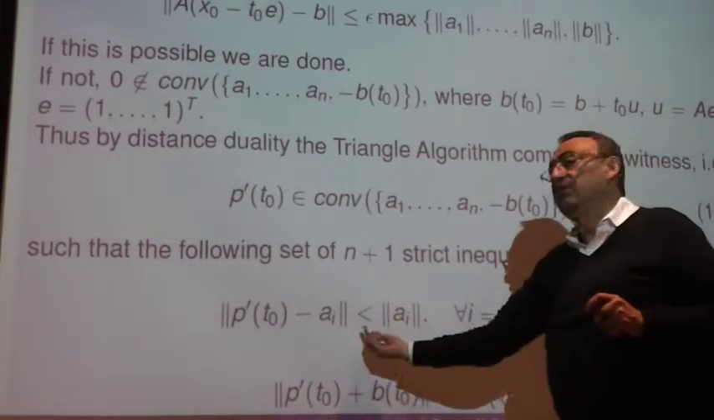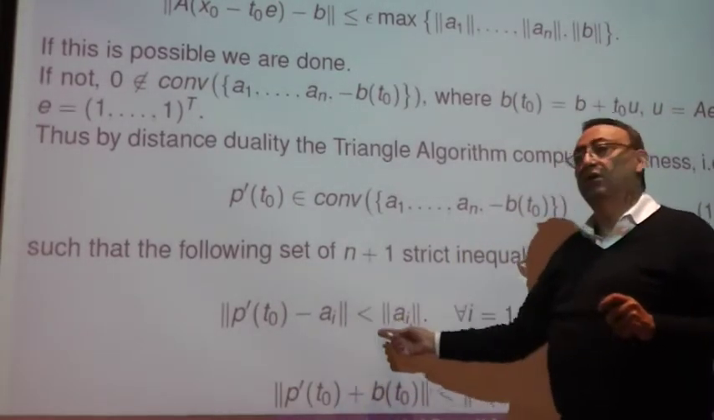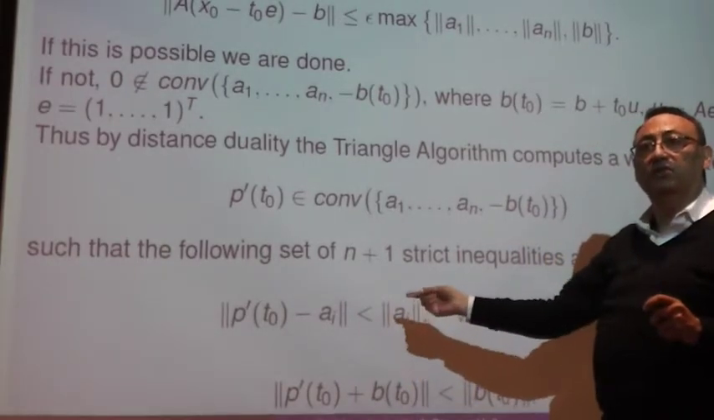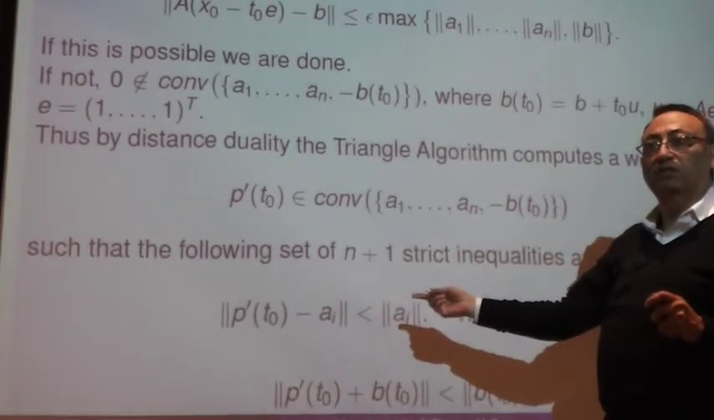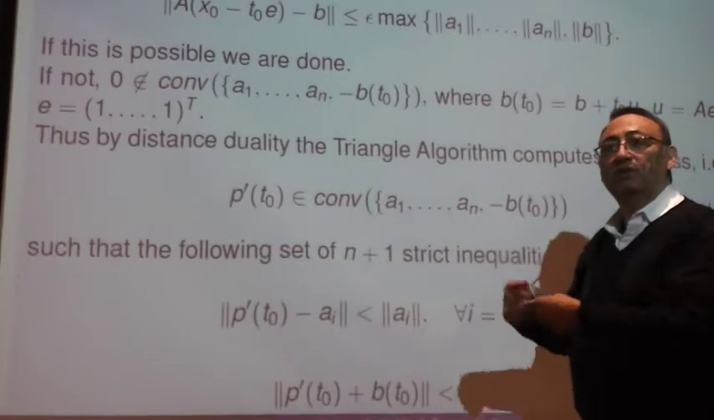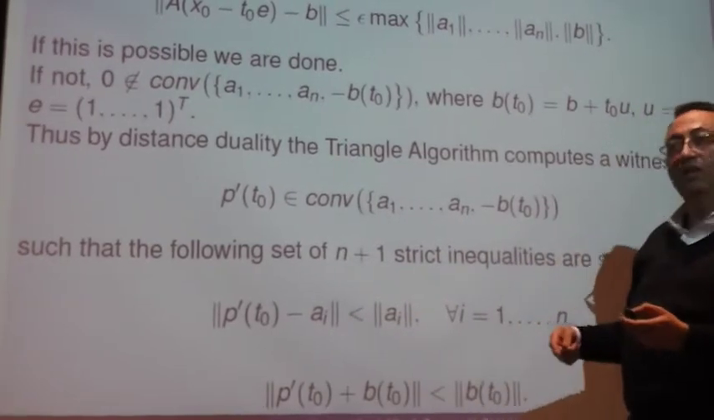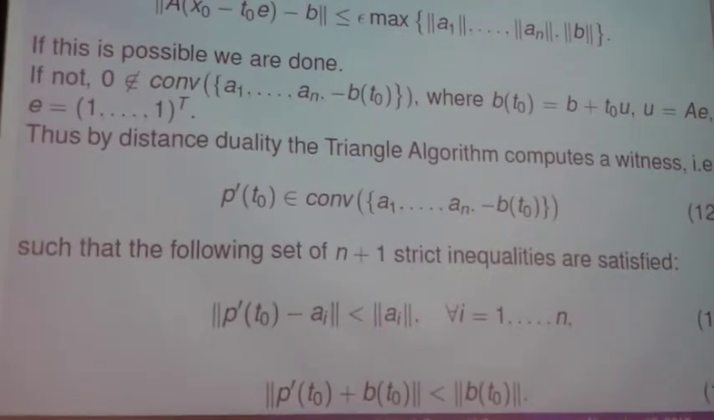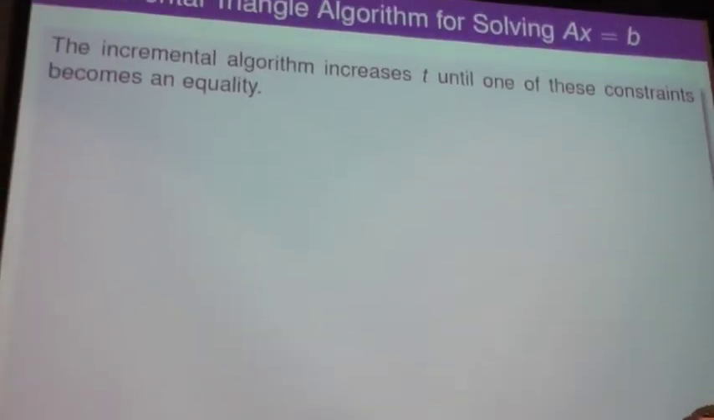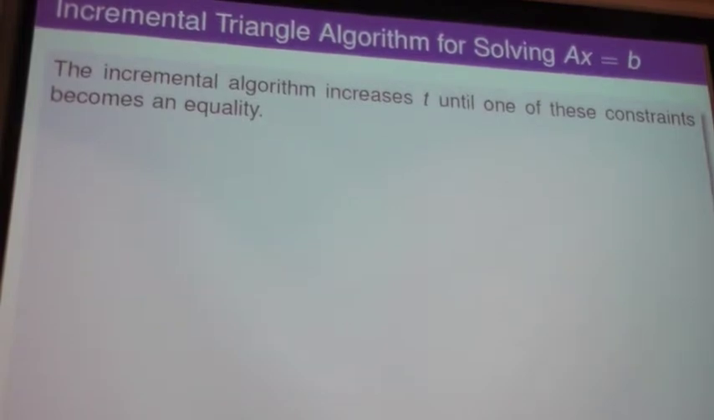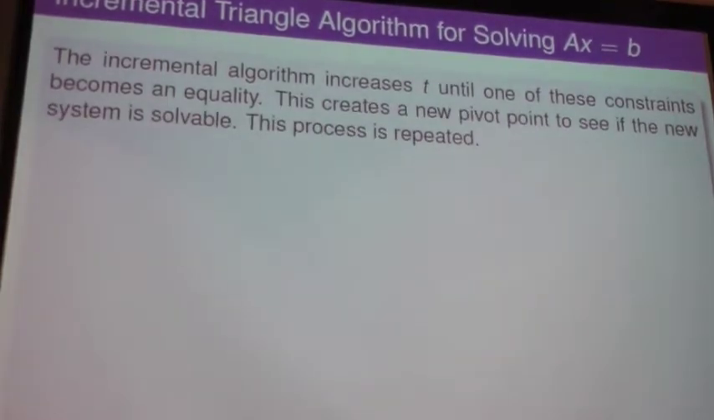Now, I increase the t value until one of these inequalities reverses direction, becomes bigger than or equal to. This means I can start pivoting again, I can start iterating again. So that's what I call the incremental triangle algorithm. It tries to increase t until one of these constraints becomes an equality. This creates a new pivot point to see if the new system is solvable.